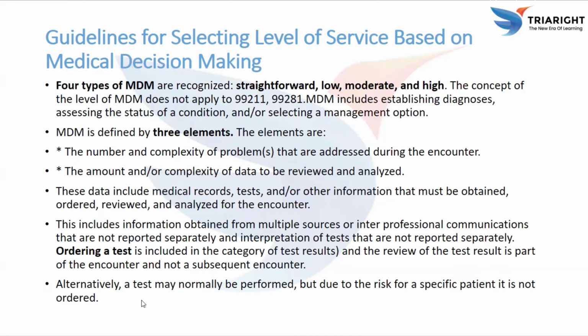For example, straightforward MDM has a single minor problem, no tests or minimal data performed, and minimal risk. Coming to low MDM, there is an acute uncomplicated illness, simple laboratory tests are performed, and OTC medication. In moderate MDM, multiple chronic conditions are seen, prescription drug management is given, imaging is ordered, and there is a moderate risk. Coming to high MDM, there are acute or chronic illnesses with threat to life, so it is a life-threatening condition, extensive data review is performed, and there is a high-risk medication or surgery decision.